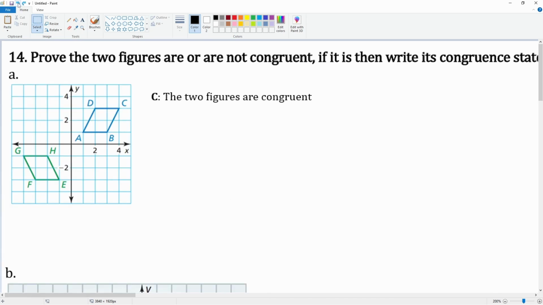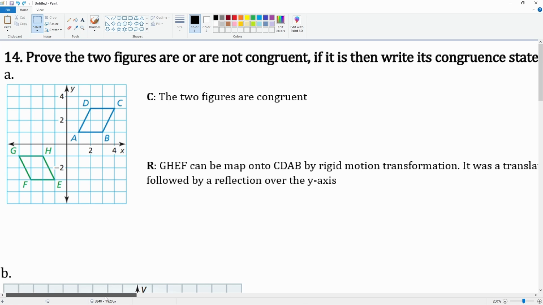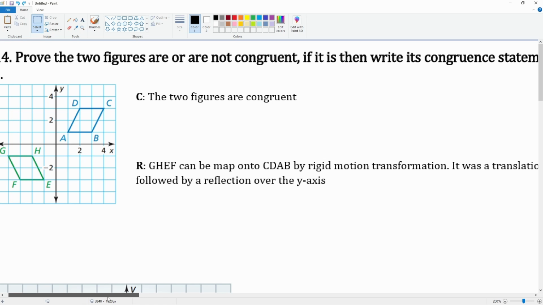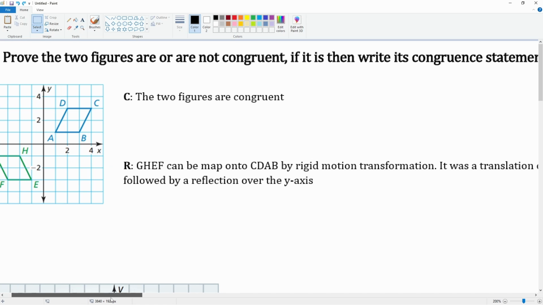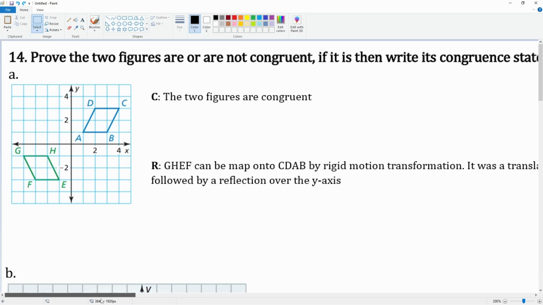And the reason why it is congruent is because GHEF can be mapped onto CDAB by rigid motion transformations. It was actually a translation of 4 units up, followed by reflection over the y-axis. That's the reason. Then I show the reasoning with the evidence.